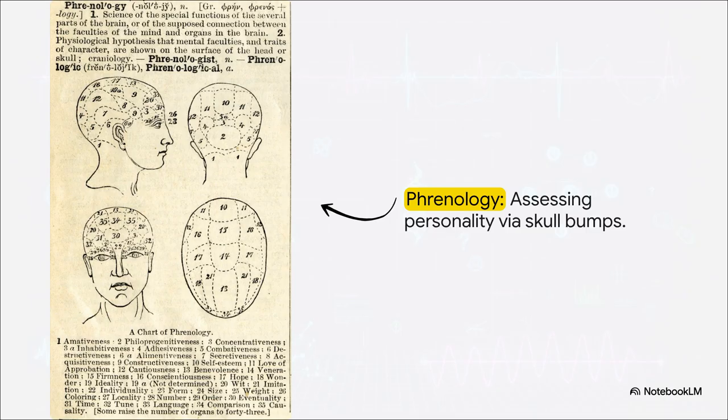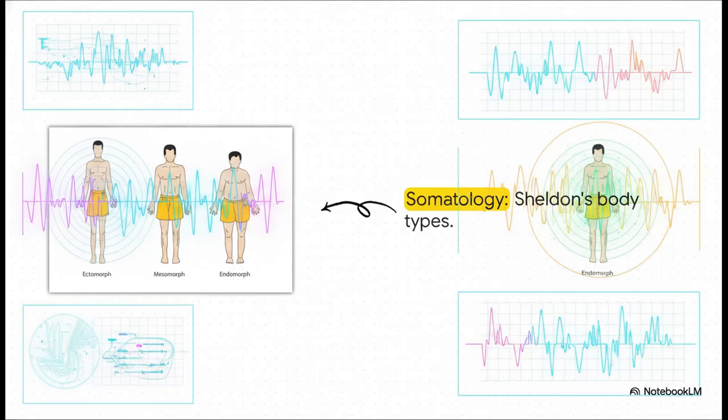And people took this so seriously in the Victorian era that they literally built automated metal head measuring machines to analyze these bumps. Wild, right? Then there was William Herbert Sheldon's somatology, which tried to link personality directly to body shape. He argued that quote-unquote endomorphs, people with rounder physiques, were naturally assertive and bold, while thinner ectomorphs were introverted and intellectual. So basically, just judging a book by its cover.